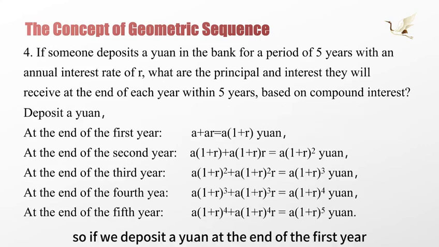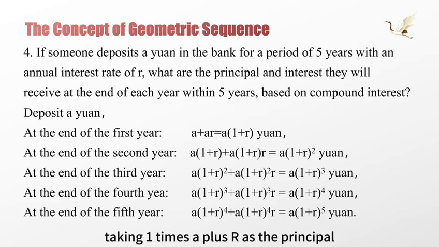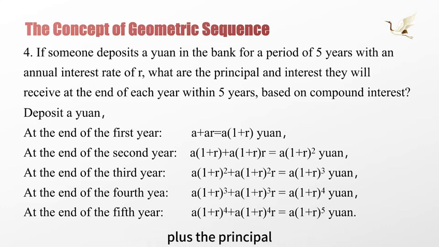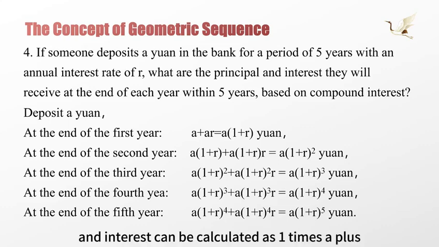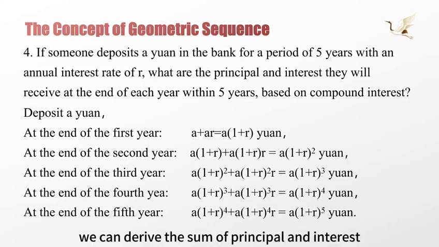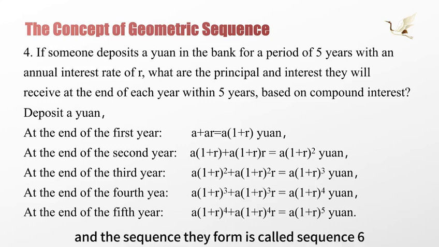So if we deposit a yuan, at the end of the first year we multiply the principal a yuan by the interest rate R to get the interest plus the principal. So the sum of principal and interest is a times (1 plus R) yuan. At the end of the second year, taking a times (1 plus R) as the principal, and then multiplying it by the interest rate plus the principal, the sum of principal and interest can be calculated as a times (1 plus R) squared yuan. By analogy, we can derive the sum of principal and interest at the end of the third, fourth, and fifth years, and the sequence they form is called Sequence 6.